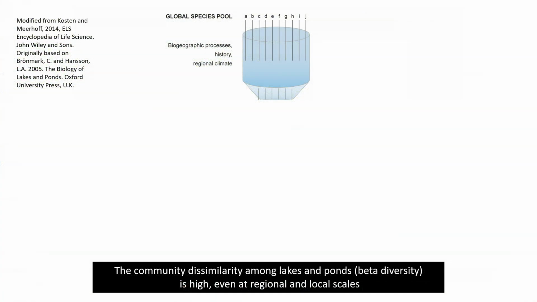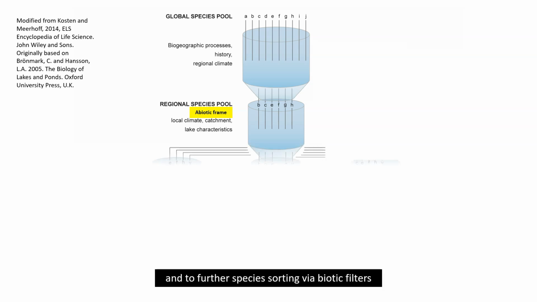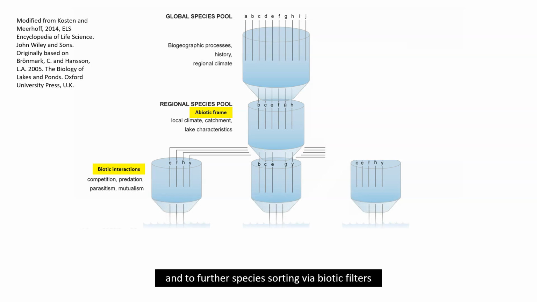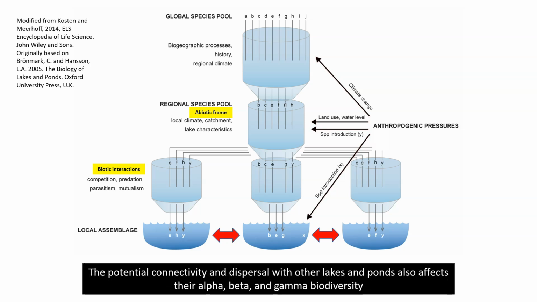The community dissimilarity among lakes and ponds, beta diversity, is high, even at regional and local scales. This is related to the high variability in local abiotic filters, and to further species sorting via biotic filters. Different anthropogenic activities add new filters or modify these natural filters. The potential connectivity and dispersal with other lakes and ponds also affects their alpha, beta, and gamma biodiversity.